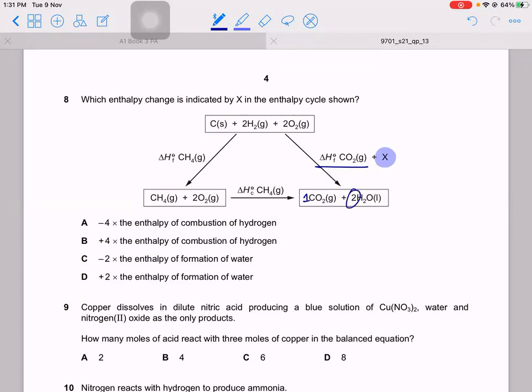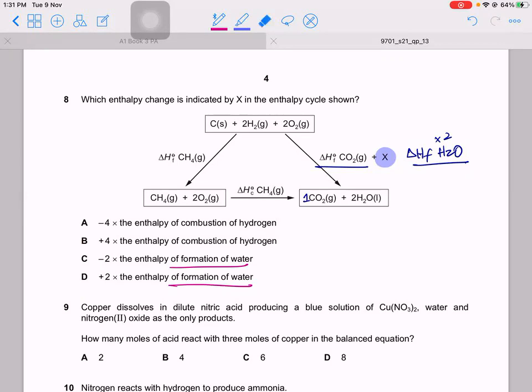Formation is always for 1 mole. So can we say you are also forming water? Yeah. So we also have formation. Can we call this formation of H2O? Yes. But this will be for how many moles? 2 moles. 4 times the enthalpy change of combustion of hydrogen? No. If anything, it should be formation of water. So right here you have formation of water. And this will be what? It will be 2 times the formation of water.